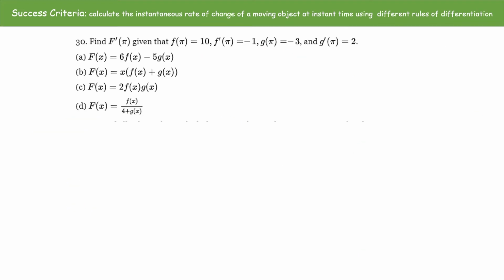Try to solve one more question. Here, number 30 question, and they are asking you to find out the f prime of pi. So let's see question number A. Take the derivative, and it is very normal that whenever you have 6f of x minus 5g of x, you will take the derivative of the first function using the constant multiple rule, minus as it is, write the 5 and take the derivative of the second function.